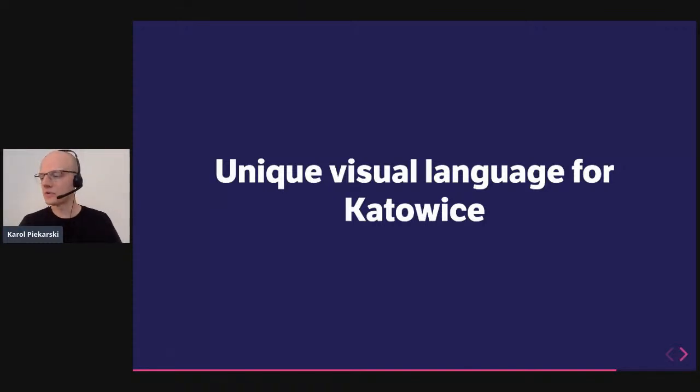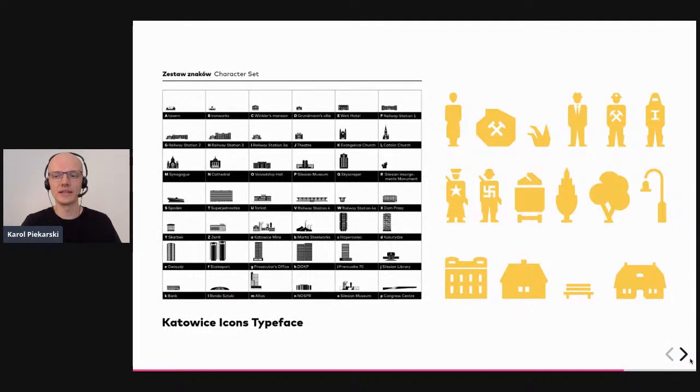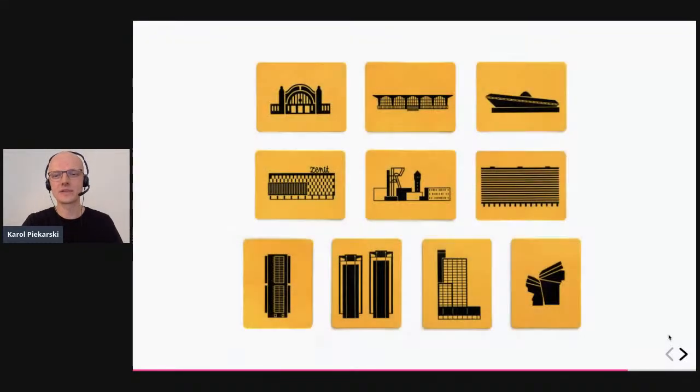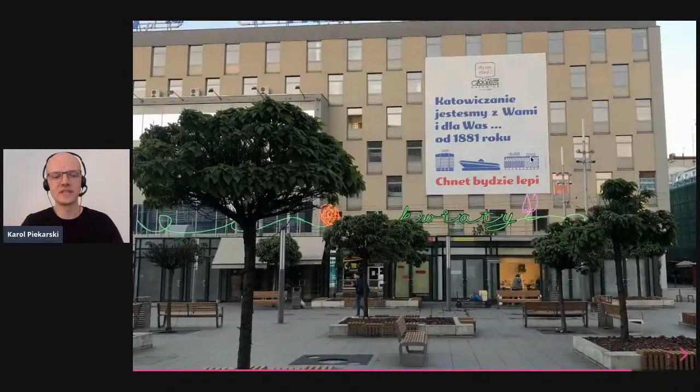Okay, and real quick, because we are running out of time, two projects that were a byproduct of the exhibition. We published the icons from the exhibition online under a Creative Commons license, so you can download them and use them in your own projects. You can buy products like t-shirts, bags or magnets with them. It's quite successful. And for example, recently we've seen this one in the city center. Of course we don't like covering the buildings with that kind of stuff, but we are happy that people actually use it.